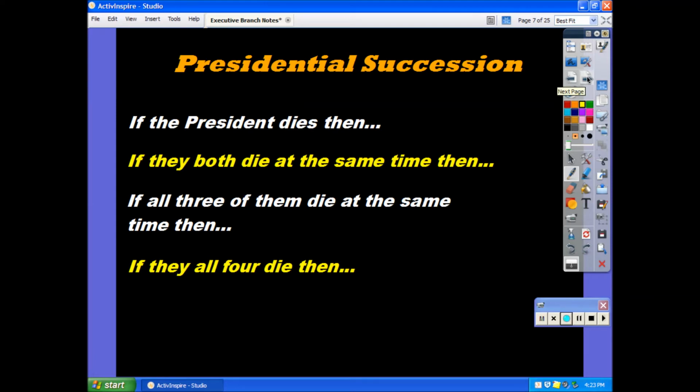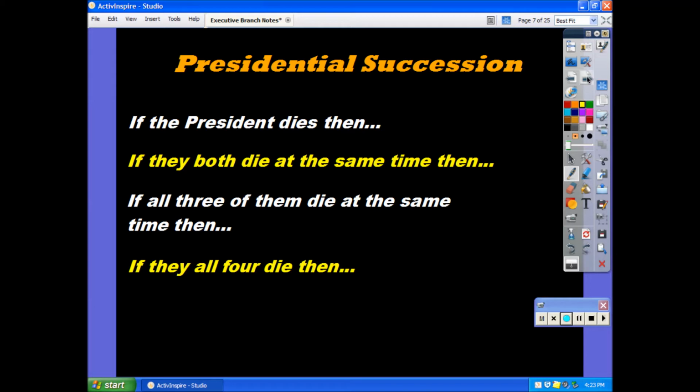Now, what if the president does die? What happens then? Well, the president dies. We've already said that the vice president takes over, and that's a pretty simple process. By the way, if the vice president does take over, the question is, well, then who becomes vice president? Well, the vice president, when he becomes president, will turn around and nominate or select another vice president who then has to be approved by the U.S. Senate before he becomes vice president.